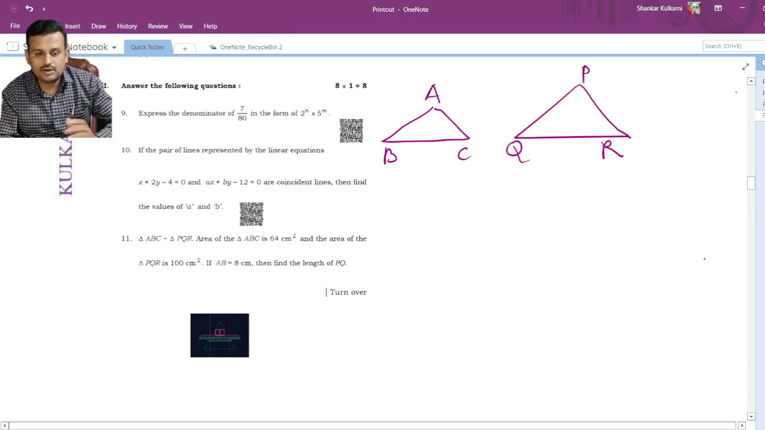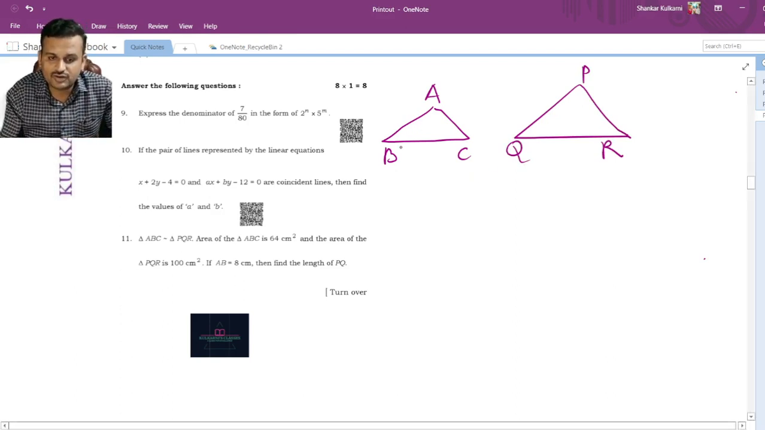Now they have given that the area of triangle ABC is 64 square centimeter, whereas the area of triangle PQR is 100 square centimeter. Also, it is given that AB is 8 centimeter. Now they are asking you to find PQ.